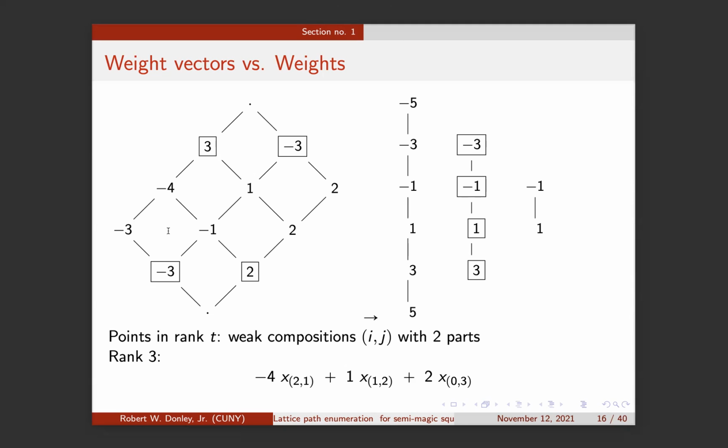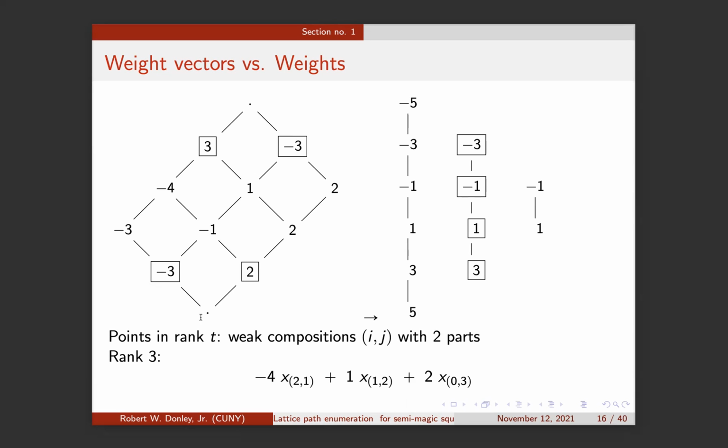For instance, if I look at the -4, 1, 2, the way you should index Pascal's triangle, the way I wrote it down in the first slide was by putting in the path counts or the binomial coefficients, but the actual elements are going to be given by weak compositions, meaning they have 2 parts, the numbers add up to your rank, and we include 0 as a possibility.